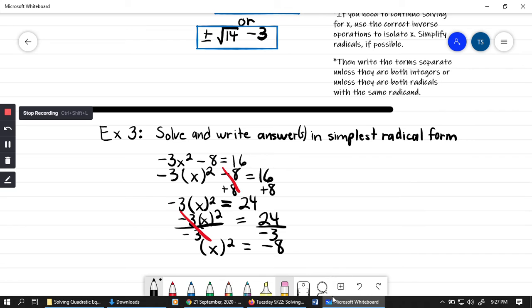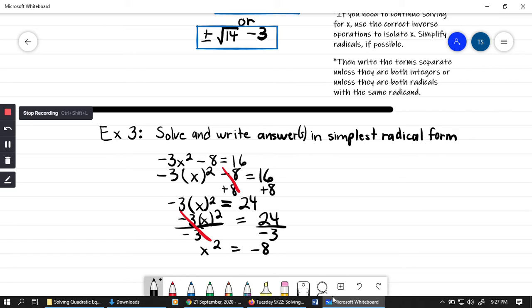Alright, and technically we don't need those parentheses anymore. X squared equals -8. Well, we didn't need the parentheses at all, but again, I just wrote the parentheses so that you could clearly see which part was being squared.